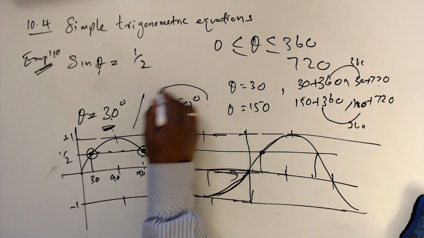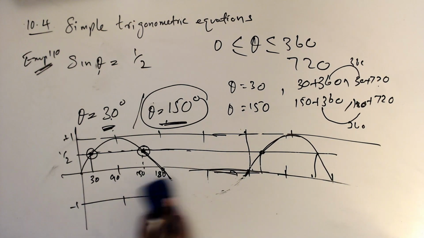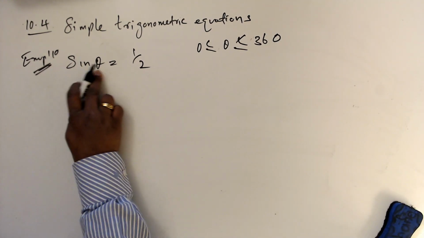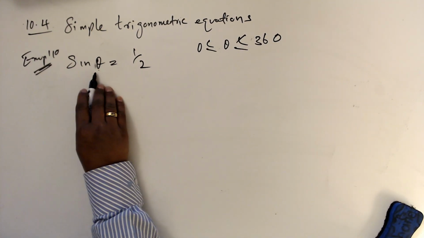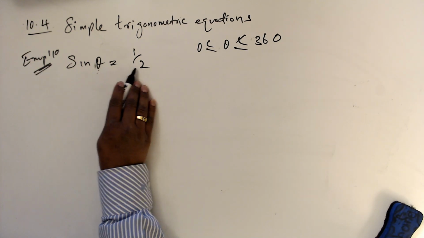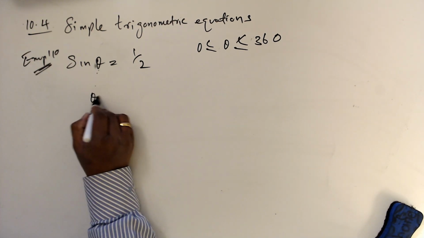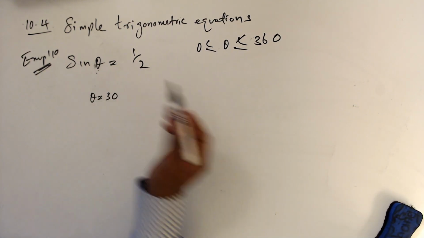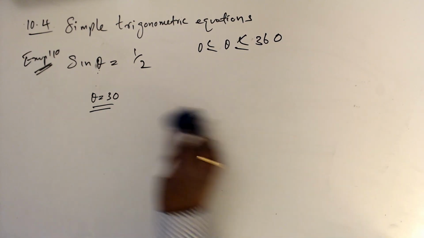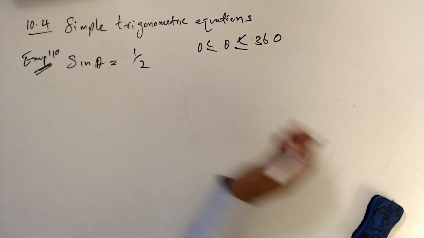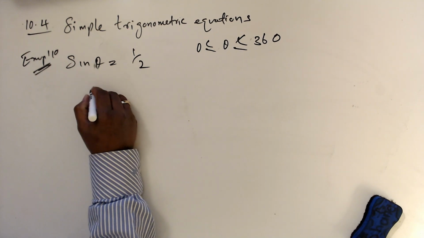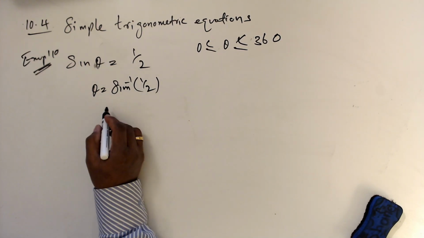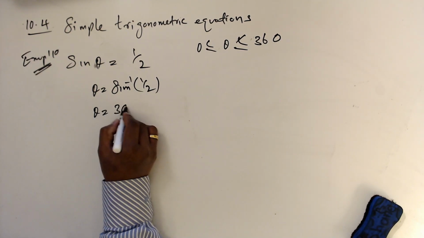Now let's discuss how to find this theta, 150, the other angles. You know that when theta equals 30, the sine ratio is half. So we solved half of the equation. Now we usually write it like this: theta equals sine inverse half. So theta equals 30.